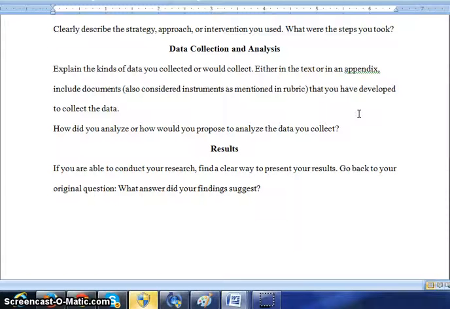How did you analyze, or how would you analyze the data that you collect? If you're using traditional research, you're going to use SPSS, or you might use Minitab, or you might just use the basic Microsoft Excel. That's if it's quantitative.